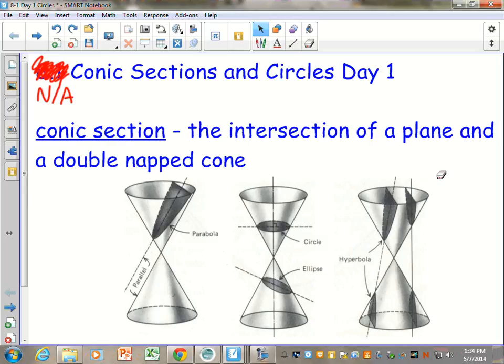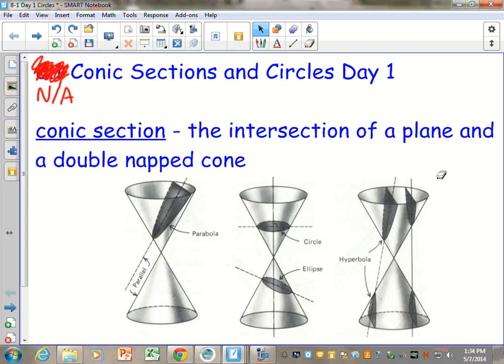So if you take one of these cones and you just slice a parallel plane to the cone, then it makes a perfect little circle. That's how you get a circle. And if you take one of these planes and you slice it at an angle all the way through, then you get an oval, or we call that an ellipse, which is really just like an uneven circle. And if you take one of those and you cut it like this, then you get a parabola.